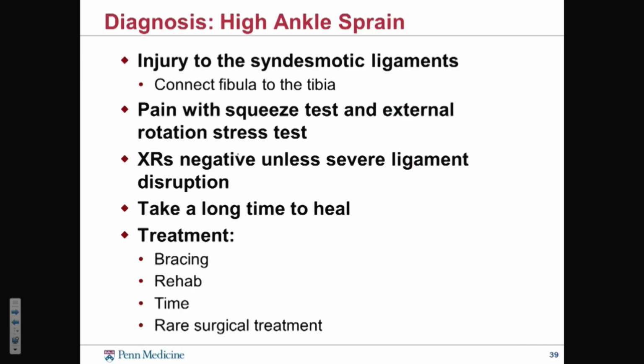This is the injury to the syndesmotic ligaments. They connect the fibula to the tibia. And so when the ankle externally rotates, that's what puts stress on these ligaments. You can diagnose this with what's called a squeeze test, where you squeeze the fibula against the tibia proximally in the leg, just below the knee, and that should recreate pain at the ankle. People often complain of pain over the tibia where you put your hand or your thumb. That's not a positive test. It has to be pain that they feel down in the ankle.